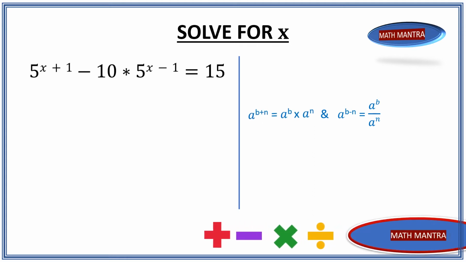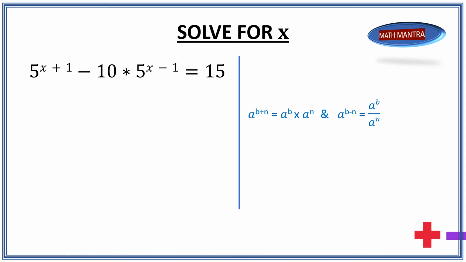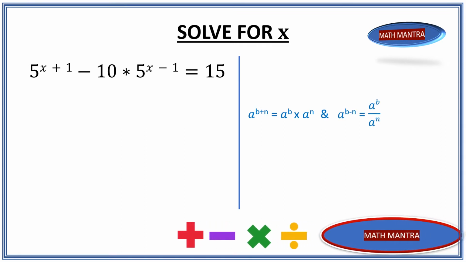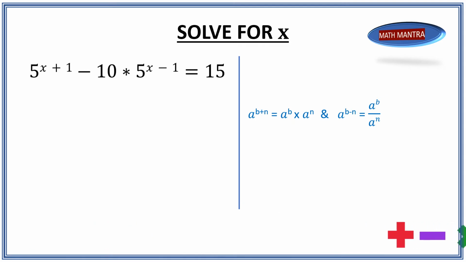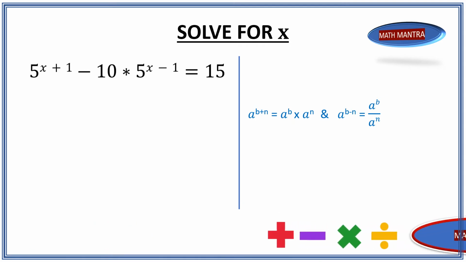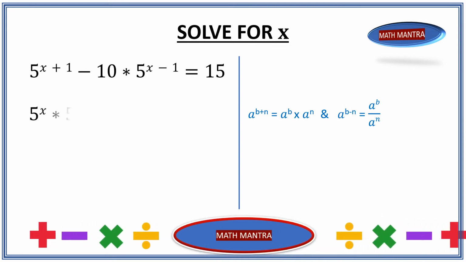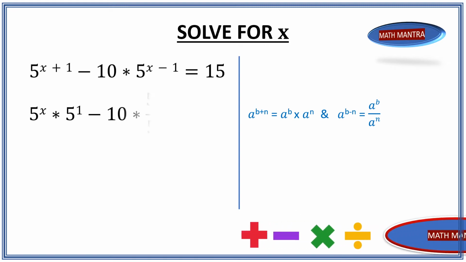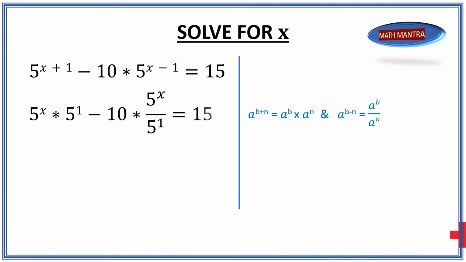So if there is a positive sign in the exponent, you can multiply a to the power of b times a to the power of n, and if there is a negative sign in the exponent, you can use a division rule. So in this example we have both positive as well as negative signs. So let's go and apply these formulas to the appropriate location. Let's rewrite this as 5 to the power of x times 5 to the power of 1, which basically is 5, minus 10 times 5 to the power of x divided by 5 to the power of 1, because there is a negative sign, is equal to 15.